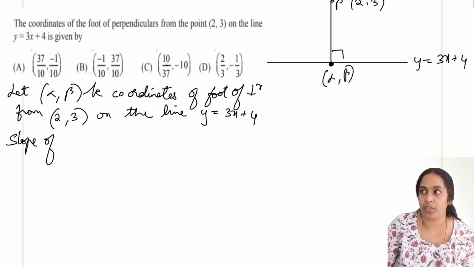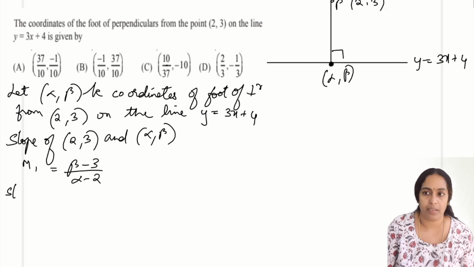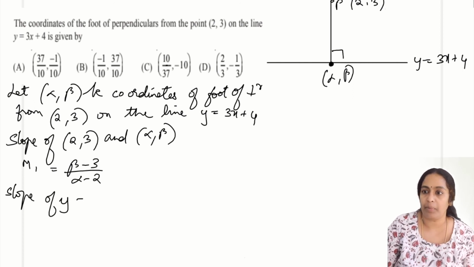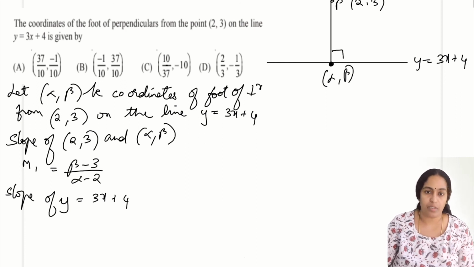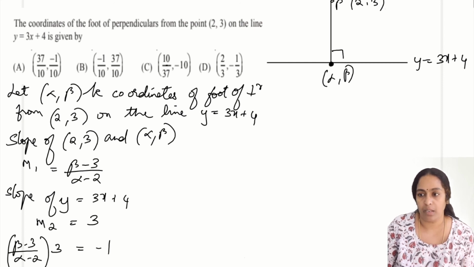What is the slope, children? Slope of the line joining (2, 3) and (alpha, beta) is going to be m1, which is (beta minus 3) divided by (alpha minus 2). What is the slope of the perpendicular line y equals 3x plus 4? When you compare it with the general equation y equals mx plus c, you get the slope m2 to be 3. So now this m1 and m2 are slopes of perpendicular lines. So m1 multiplied by m2 equals minus 1. Product of m1 and m2 is minus 1.